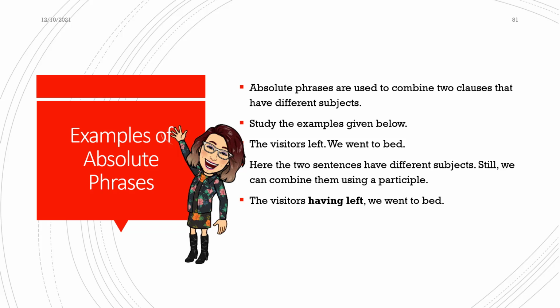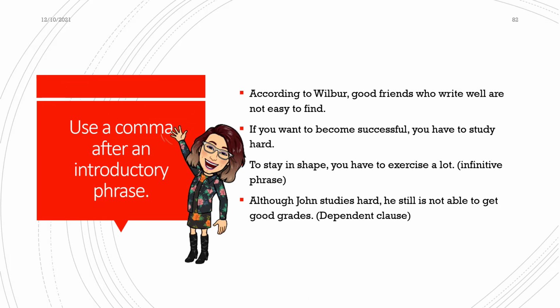Absolute phrases are used to combine two clauses that have different subjects. The visitors left, we went to bed. Oh, the visitors having left, we went to bed. This is very rare, okay? And it's very formal English, and also I think it sounds very British. But yes, this is another way in which you can combine two sentences together.